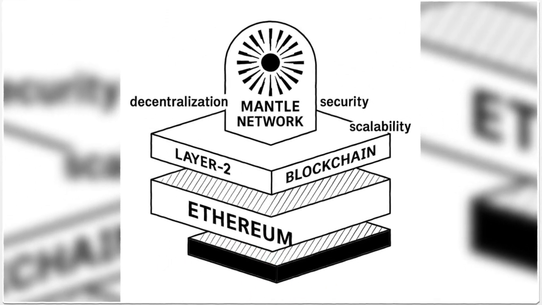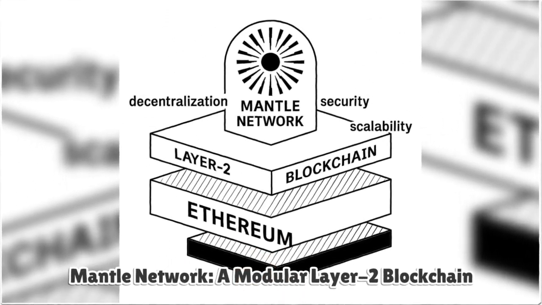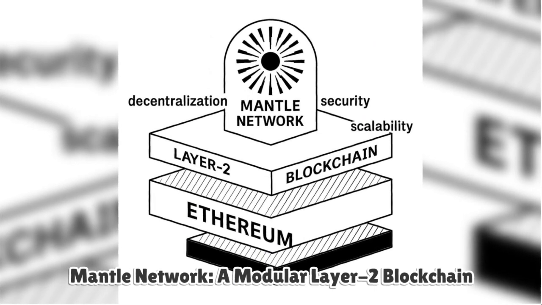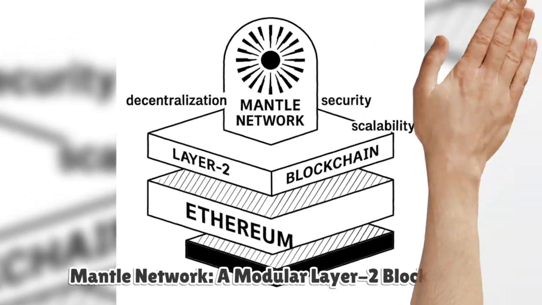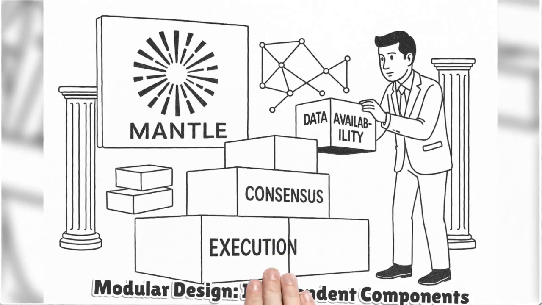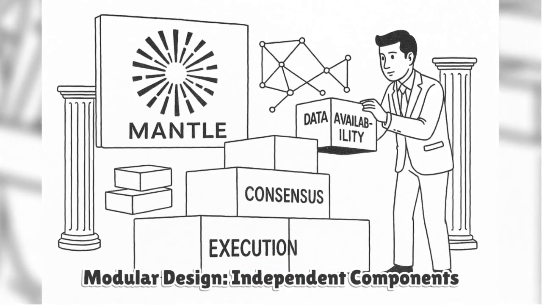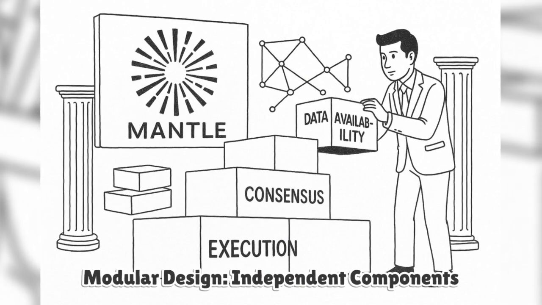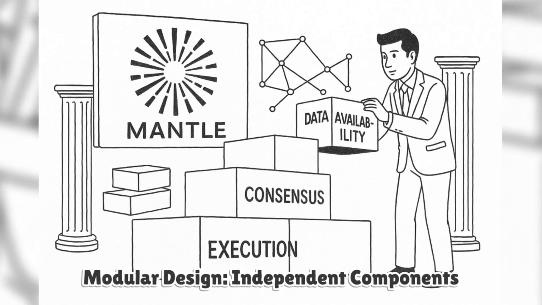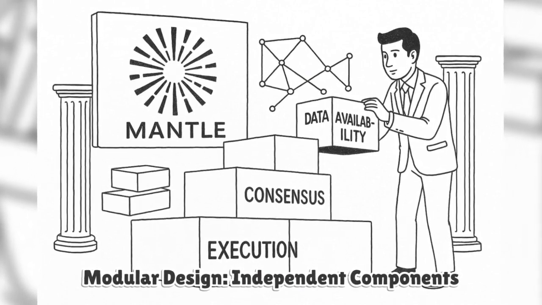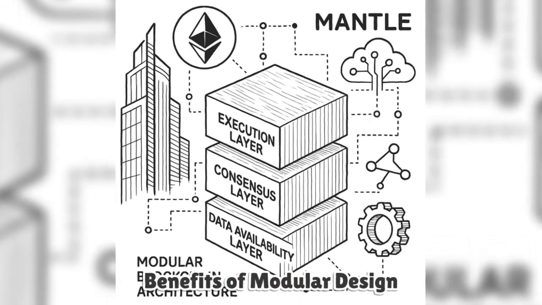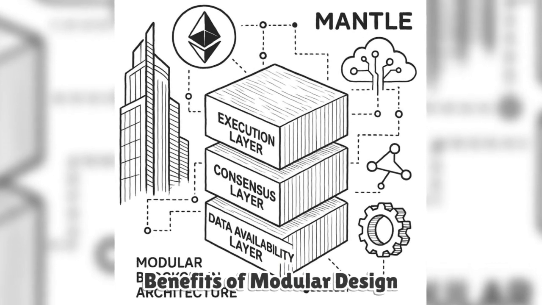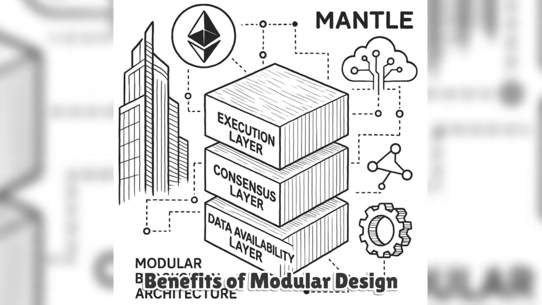Mantle Network is a modular Layer 2 blockchain built on Ethereum, designed to combine scalability, security, and decentralization through a layered architecture. Instead of functioning as a single monolithic chain where execution, consensus, and data availability are tightly coupled, Mantle separates these components into independent modules that communicate through standardized interfaces. This modular design allows for greater flexibility, lower transaction costs, and easier upgrades without compromising Ethereum compatibility.